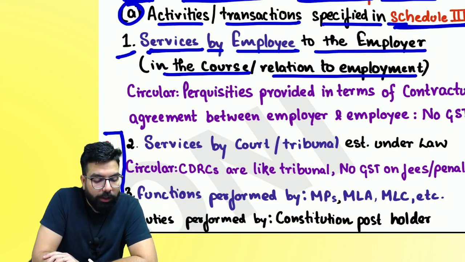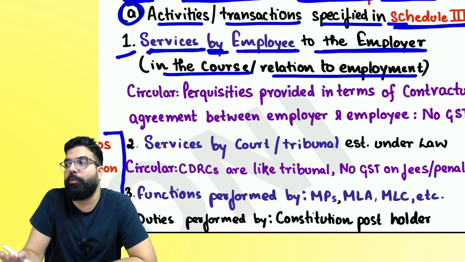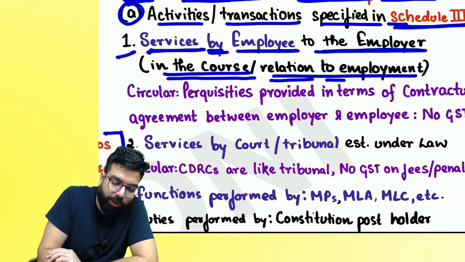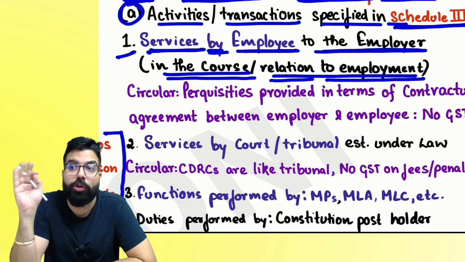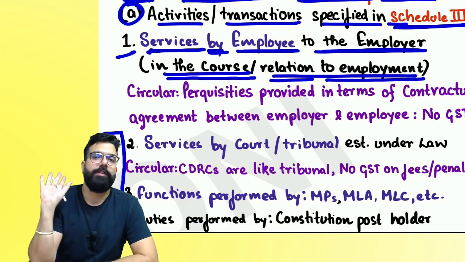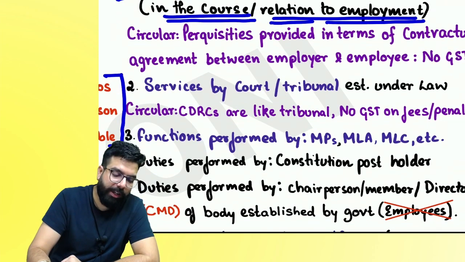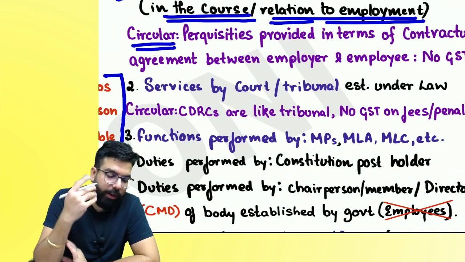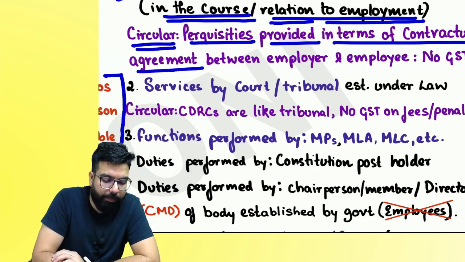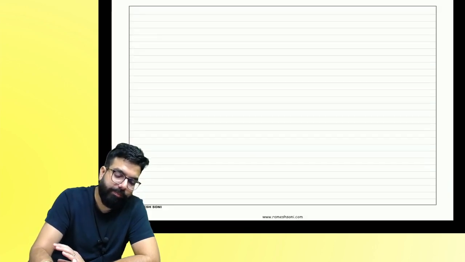See, services by an employee to the employer will be neither supply of goods nor supply of service. It has to be in the course of or in relation to the employment. Then it will be neither supply of goods nor supply of service. Are we clear, everyone? Can we go ahead? Now, you tell me one thing. There's a circular which says perquisites provided in terms of a contractual agreement between employer and employee will attract no GST.